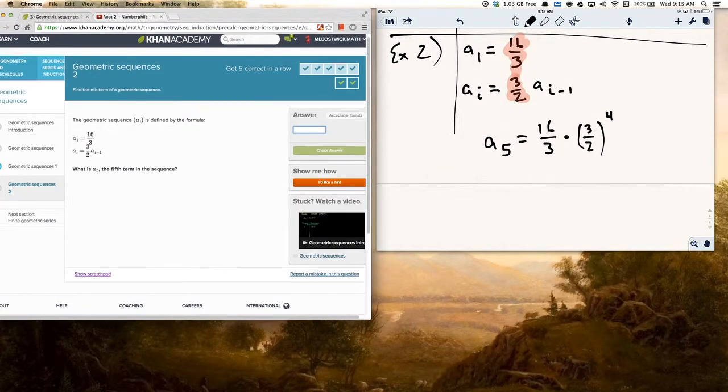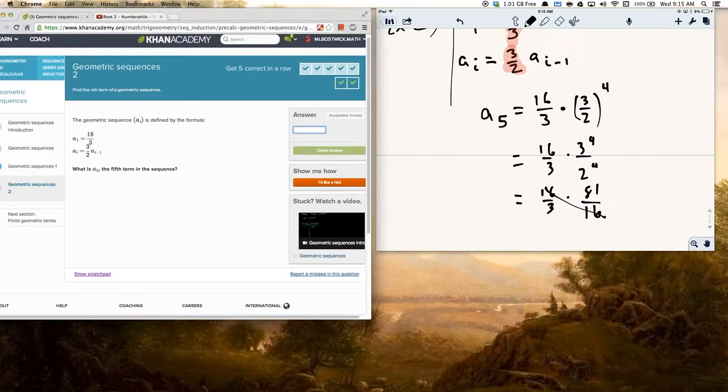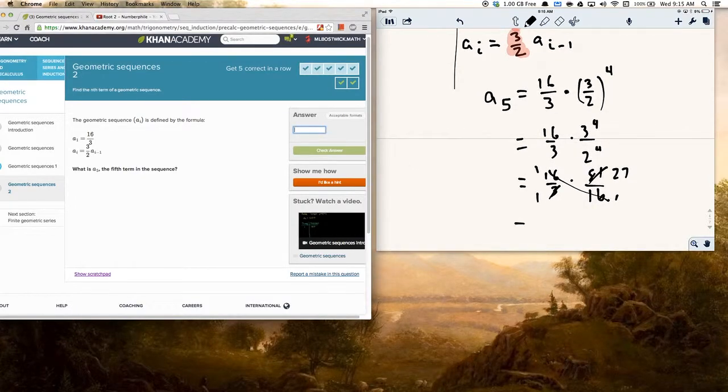Okay, so now I can do a bit of work. I'm going to show you the long route and then a shortcut here for working with exponents. So I can do 16/3 times 3 to the 4th over 2 to the 4th. 3 to the 4th is 81. 2 to the 4th I believe is 16. Then I'll notice that 16s cancel. 3 and 81 are both divisible by 3. And so 81 divided by 3 is 27. So the final answer here is 27, which should be correct.